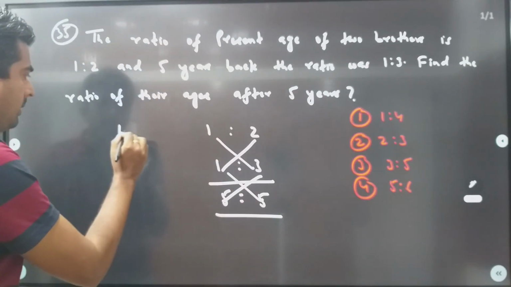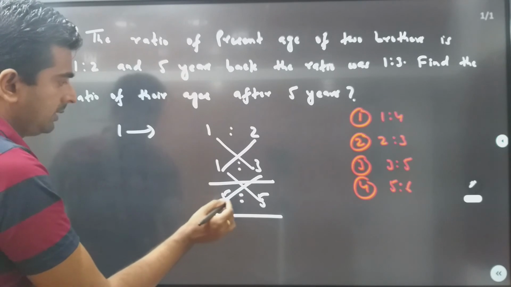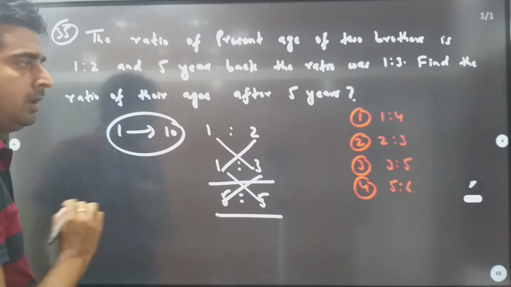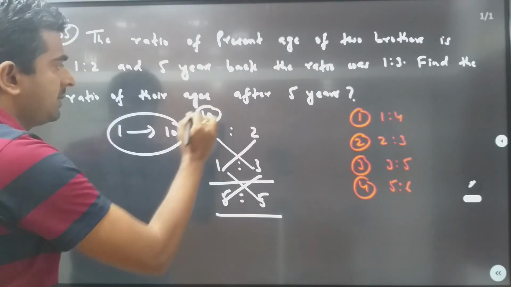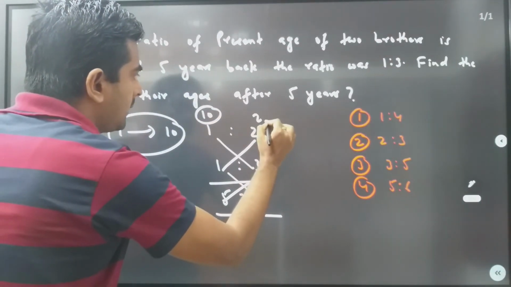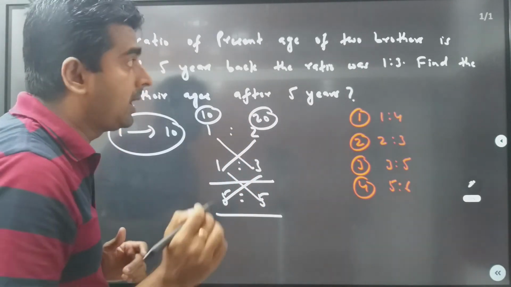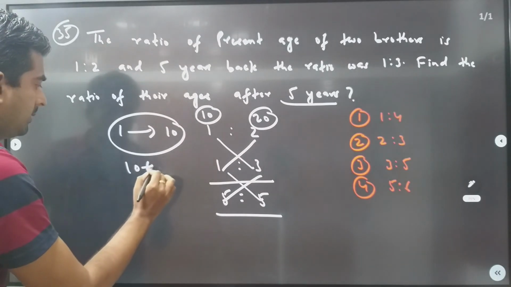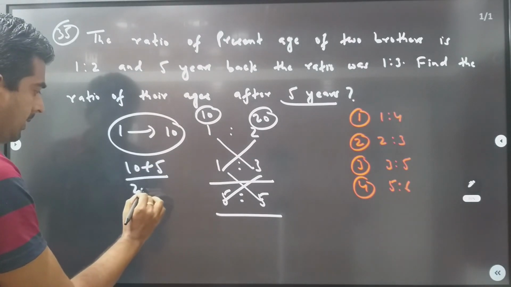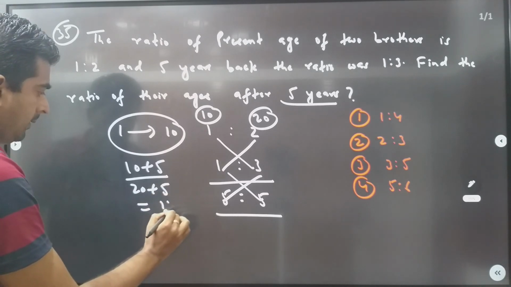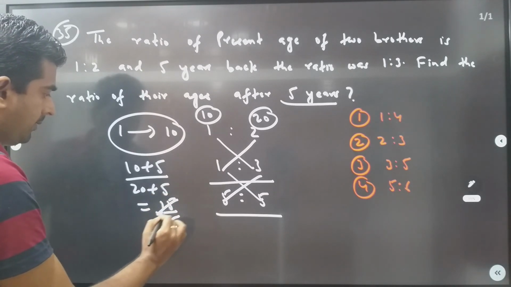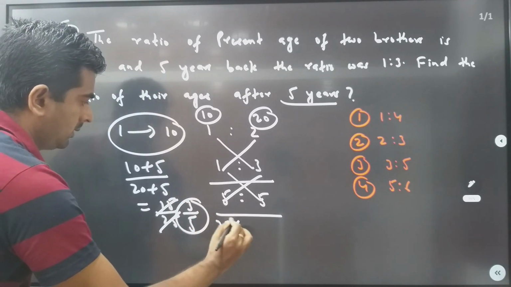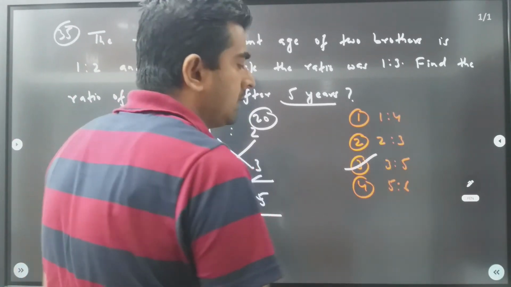3 minus 2, one part is 5 minus, this is how much? 15 minus 5 is 10. One part is 10. So this one part, present age of first brother is 10. Present age of second brother is 20. This is present ratio. But what they are asking? After 5 years, that means 10 plus 5 divided by 20 plus 5. 15 divided by 25. 5 3s are 15, 5 5s are 25. Ratio is 3:5, which is the third option.